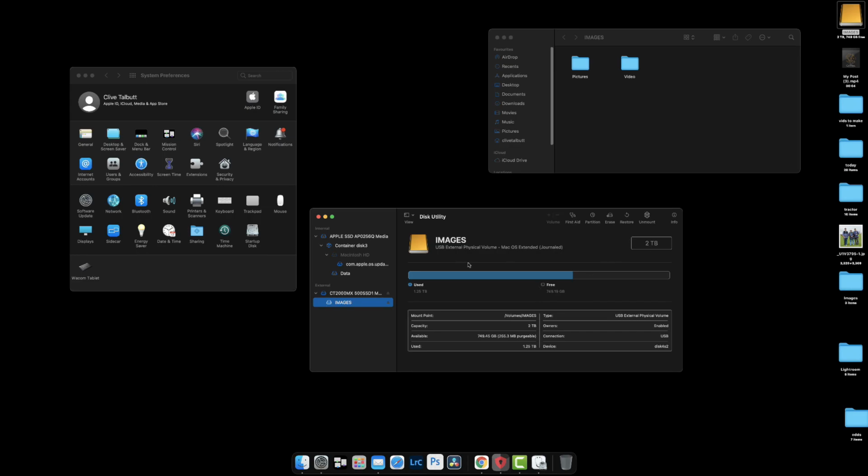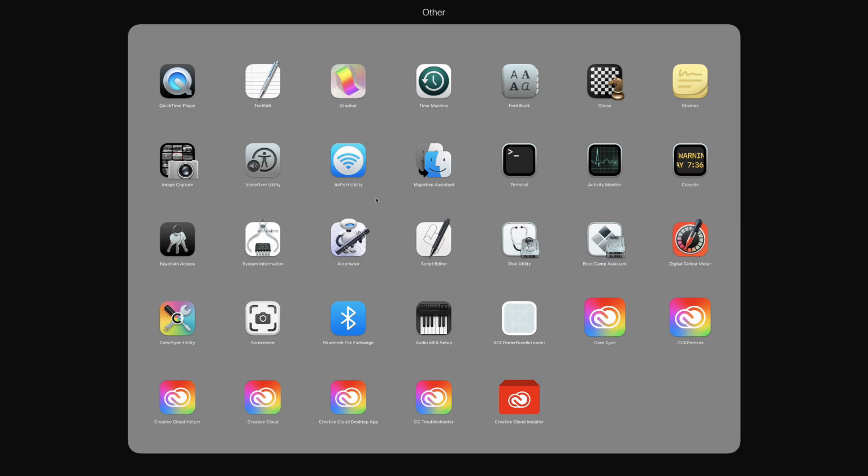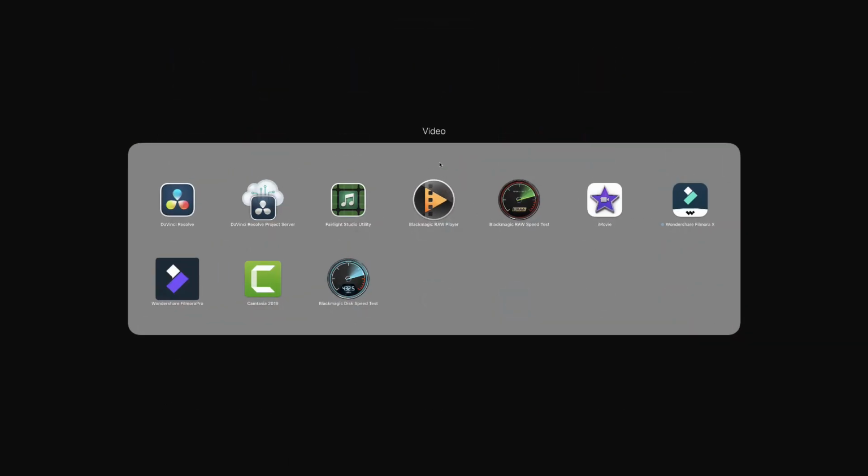So the 2 terabyte drive is the one that's in the external plugged-in expansion box, so I'm not expecting that to run particularly fast. What I'll do is run up the DaVinci disk utility to show how fast it does run, and that is in here.